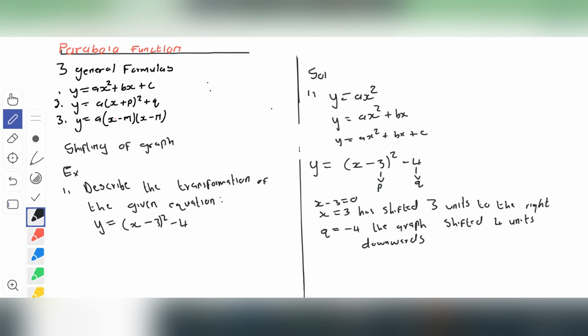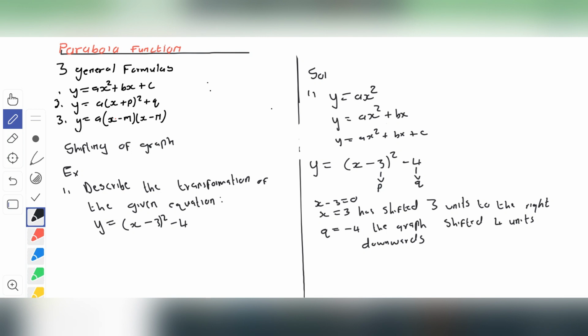4 units downwards. Then you are done describing the transformation of the given equation, right? So this is how you describe the transformation of the given equation. Sometimes the question will come and you'll be given this equation, which is y = (x - 3)² - 4, and they tell you that this graph has now shifted 2 units upwards. Okay, let's do it so that you can understand it.